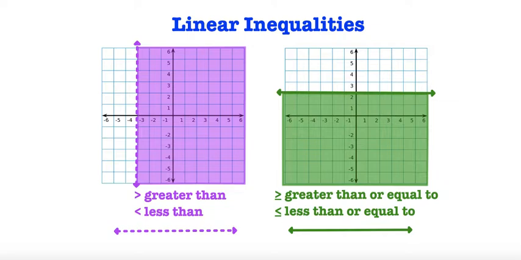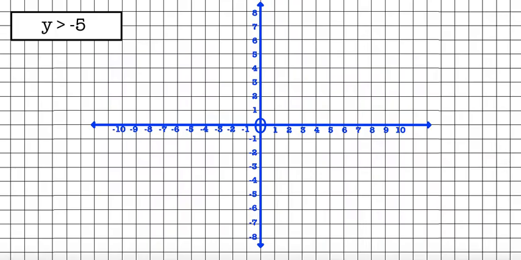So, as you know, linear inequalities are similar to linear equations with the exception of having inequalities instead of the equal sign. So instead of y equals, we're going to have y is greater than, y is less than, y is greater than or equal to, or y is less than or equal to. So in this presentation, we're going to be learning how to use linear inequalities with horizontal and vertical lines.